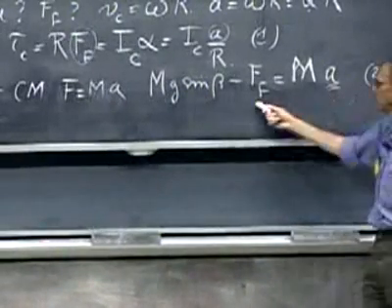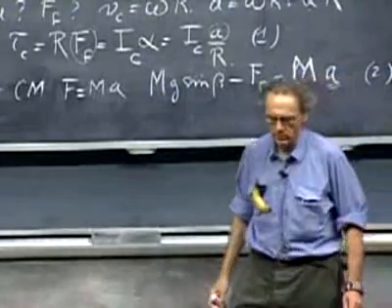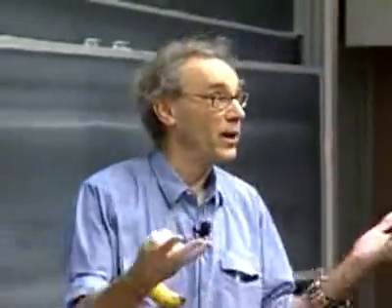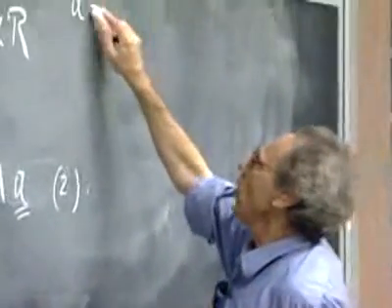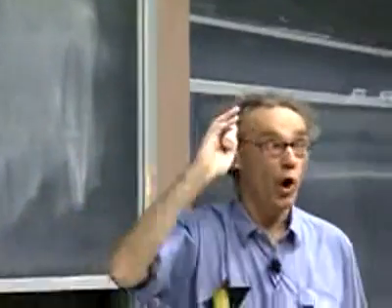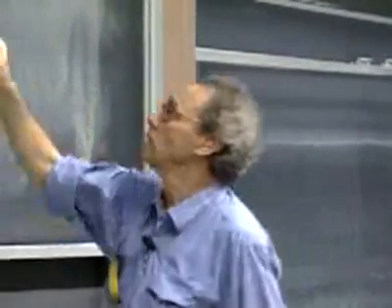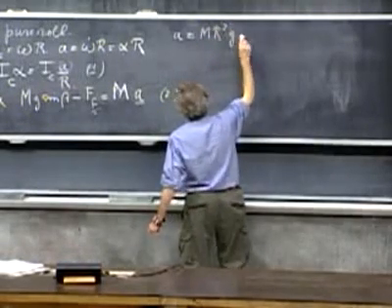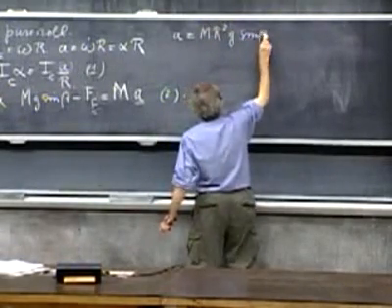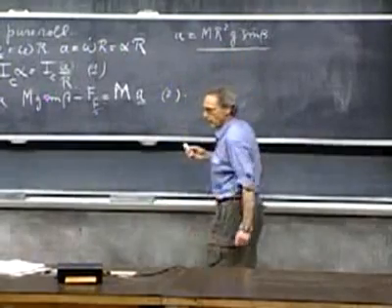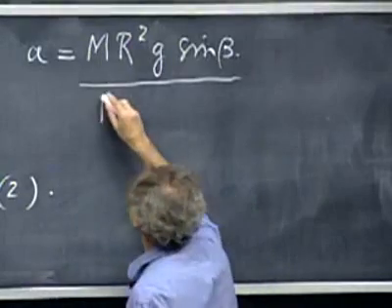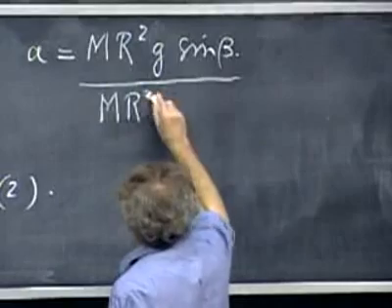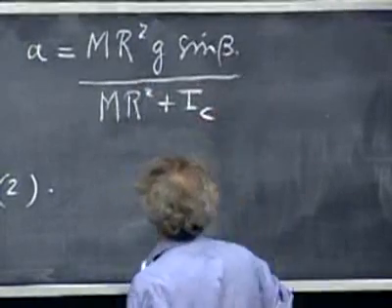My second equation. I have two equations with two unknowns, and I can solve. A is an unknown, and the frictional force is an unknown. You can do that as well as I can. I will just give you the results. I don't want to waste your time on the algebra. A, the acceleration, under the conditions of pure roll, but only under the conditions of pure roll, equals mr squared times g times the sine of beta, divided by mr squared plus the moment of inertia about that point C.